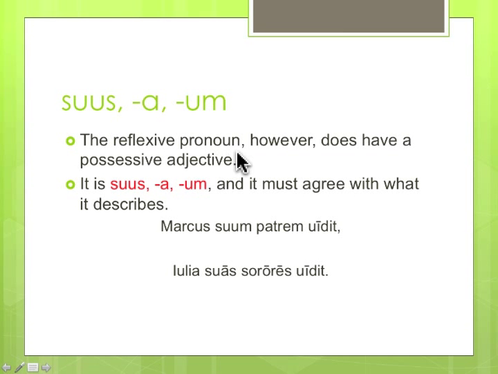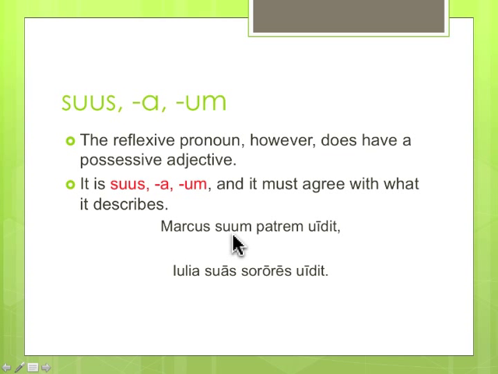The reflexive pronoun, however, does have a possessive adjective. It is suus, sua, suum, and it must agree with what it describes. This sentence means Marcus saw his father. Marcus videt suum patrem. Marcus saw his father. Suum means his here. Suum patrem means his father. And suum is accusative masculine singular and must agree with patrem, which is accusative masculine singular.